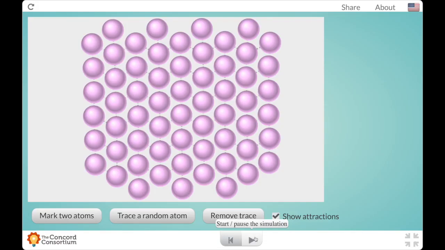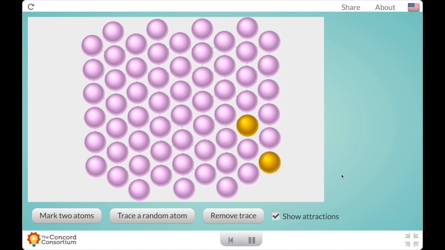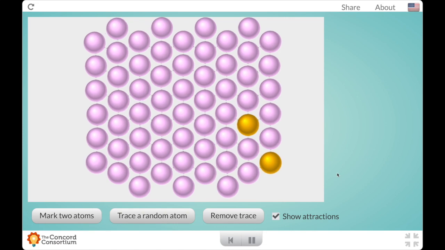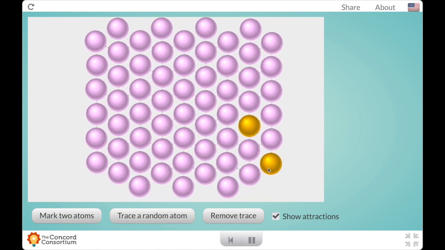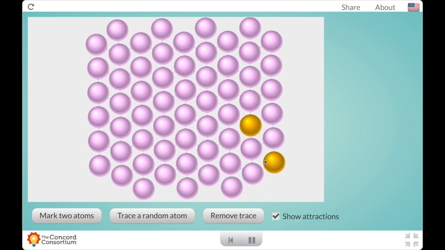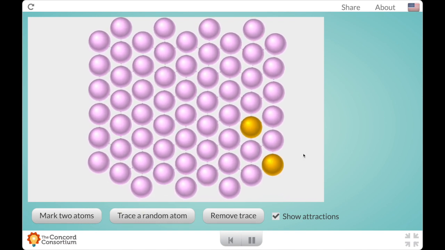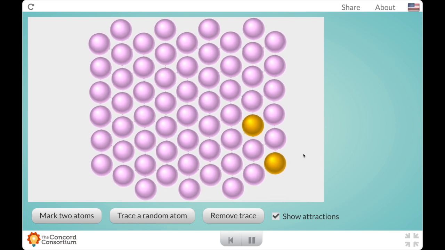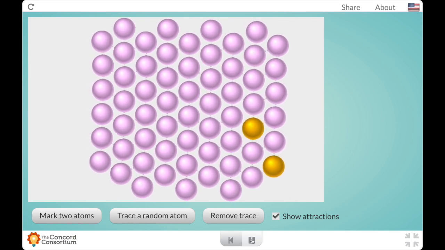This simulation will show you how solids look in a particle view. Let's go ahead and mark two atoms right away and turn it on, see what happens. Yeah, they just kind of vibrate, right? They don't move from point A to point B. Those molecules aren't really interchanging places or vibrating too much. They don't have enough kinetic energy, and they're kind of locked together. That's what a solid is.